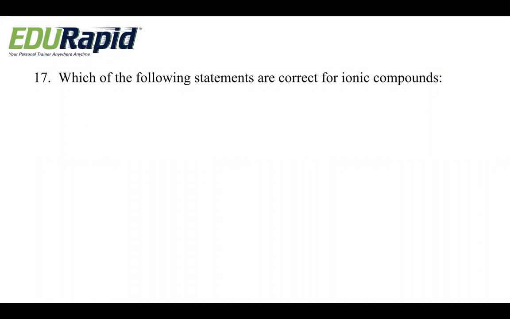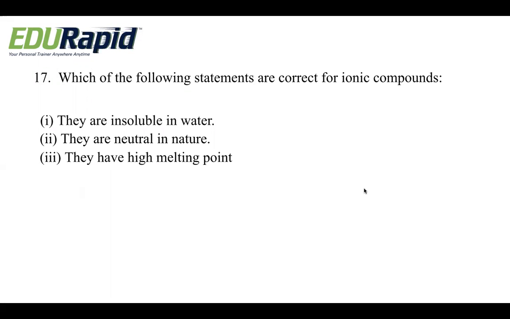We'll move to the 17th question. Which of the following statements are correct for ionic compounds? We have three statements, right? First one, they are insoluble in water. Secondly, they are neutral in nature. Thirdly, they have a high melting point. Yeah, it's right from Hemant, that is answer 3.